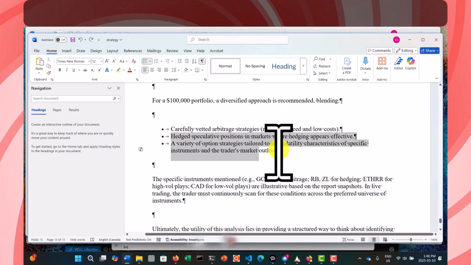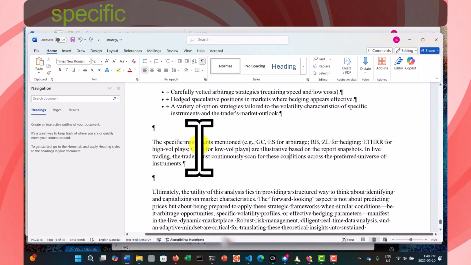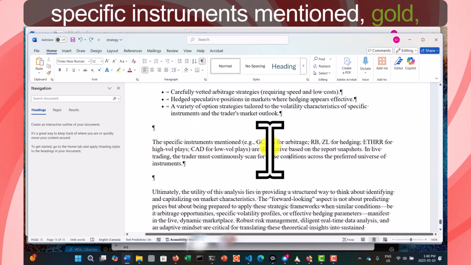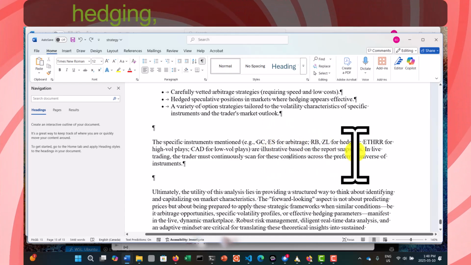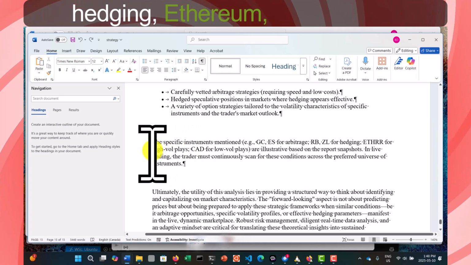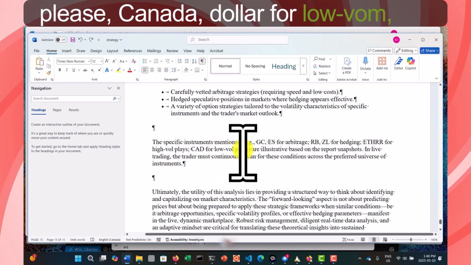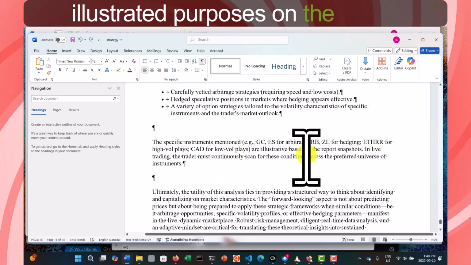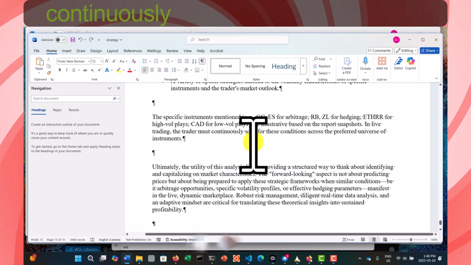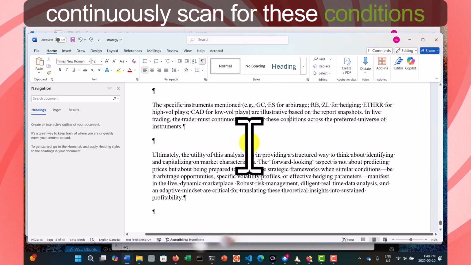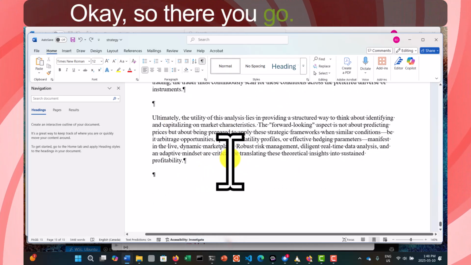low cost, all that. And then again, specific instruments mentioned: gold, ES for arbitrage, gas, ZL for hedging, Ethereum, highly volatile plays, Canada dollar for low vol are illustrative purposes on the report snapshots. In live trading, the trader must continuously scan for these conditions across a preferred universe of instruments. Okay, so there you go.